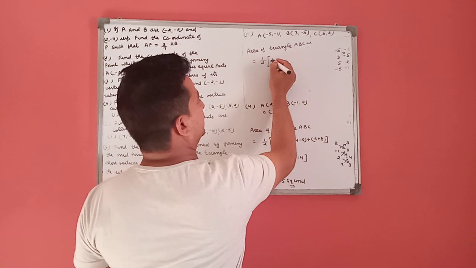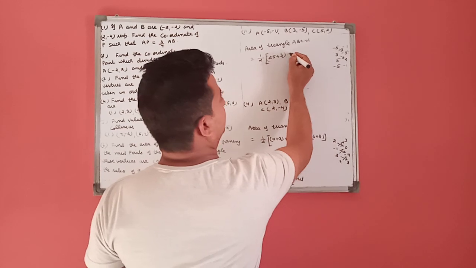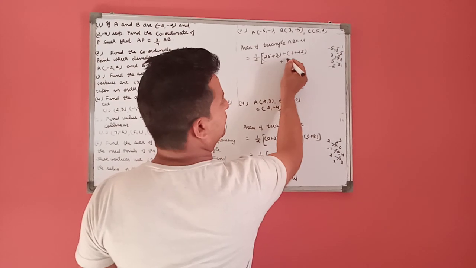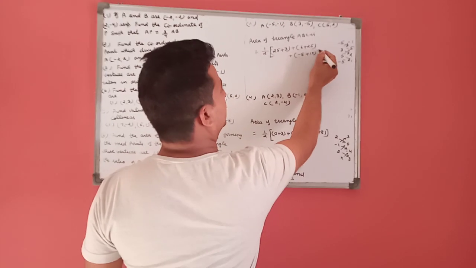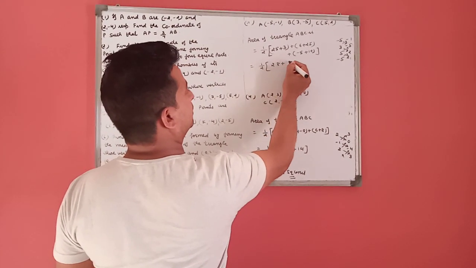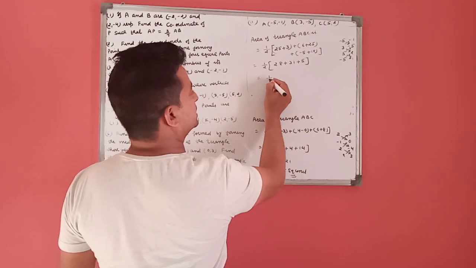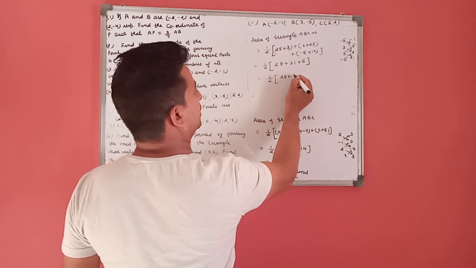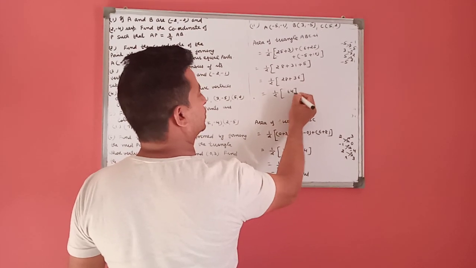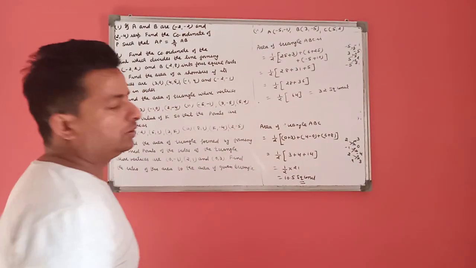Multiply this, we get 25 plus 3. When we multiply this, we get 6 plus 25. When we multiply this, we get 5 plus 10. That is 1/2 of 28 plus 31 plus 5. This equals 28 plus 36. That is 1/2 of 64. That is 32 square units is the area of the triangle.